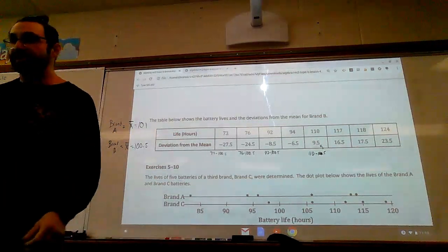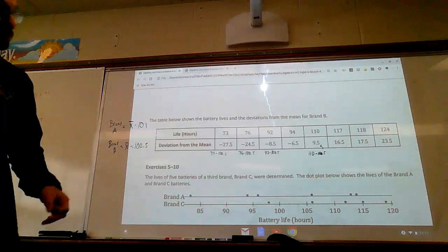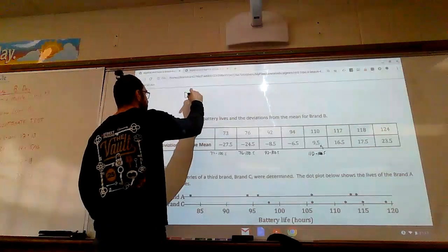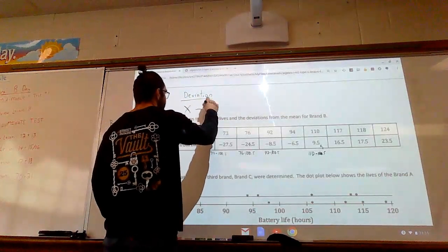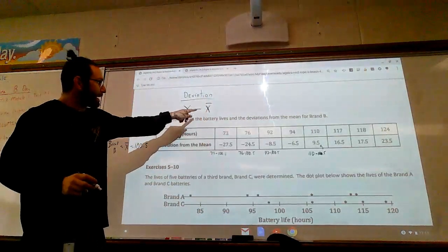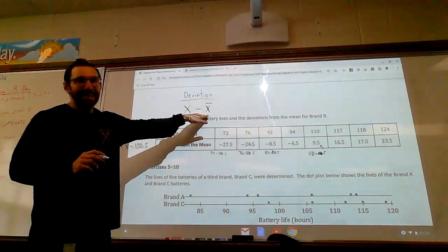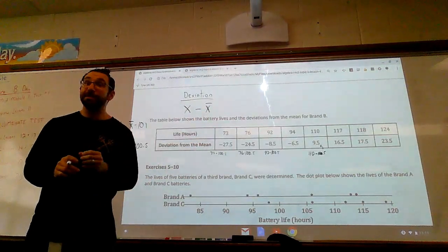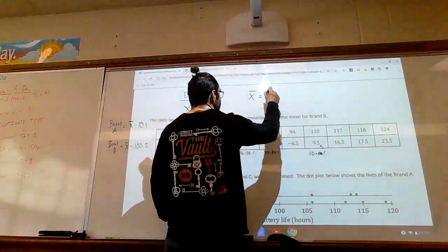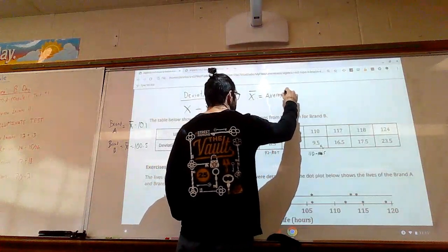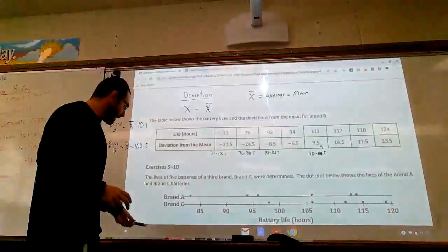Okay? This is all you really need to know for Module 4. As long as you know that deviation, one more time, is x minus x hat. The data point minus the mean. It can be positive, it can be negative, it could be 0. That's fine. You also need to know that x with a hat stands for the average, which more mathematically stands for the mean.